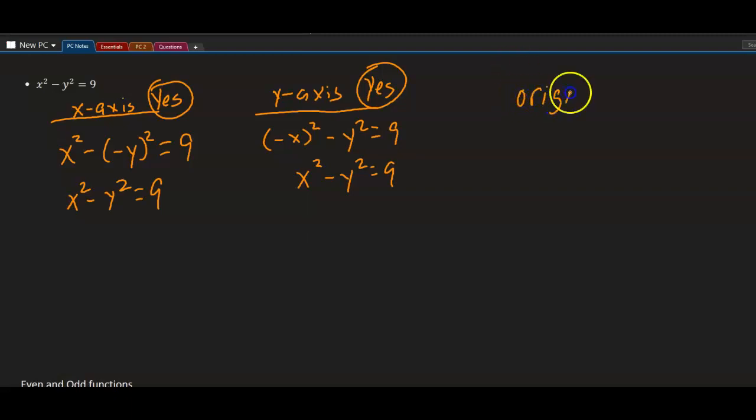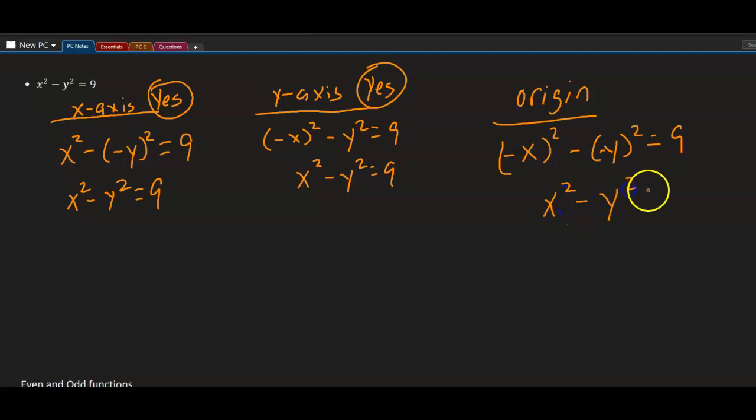Because really, if we look at this one as well, if I replace x with the negative x and y with the negative y, I'm also going to get an equivalent algebraic equation. So this one really has all three symmetries. All right. So it's possible for things to have multiple symmetries. It's also possible for something to have no symmetry at all.